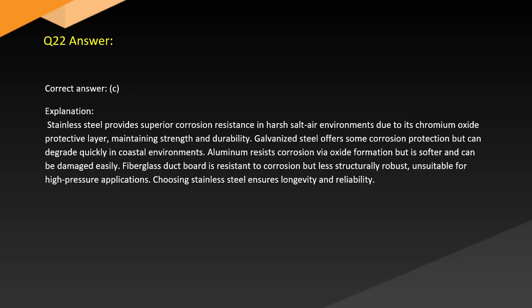Answer. Correct answer, C. Explanation. Stainless steel provides superior corrosion resistance in harsh salt-air environments due to its chromium oxide protective layer, maintaining strength and durability. Galvanized steel offers some corrosion protection but can degrade quickly in coastal environments. Aluminum resists corrosion via oxide formation but is soft and can be damaged easily. Fiberglass duct board is resistant to corrosion but not structurally robust, unsuitable for high-pressure applications. Choosing stainless steel ensures longevity and reliability.